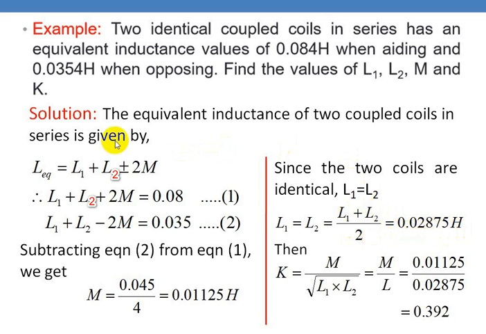Then to find the coefficient of coupling, we know that M is equal to K into under root of L1 into L2. So from this equation we get K is equal to M by under root of L1 into L2. So under root of L1 into L2, I'm going to call it as L, which will be equal to this value. So M by L will be equal to 0.392. It doesn't have any unit. This is how you should solve this problem.